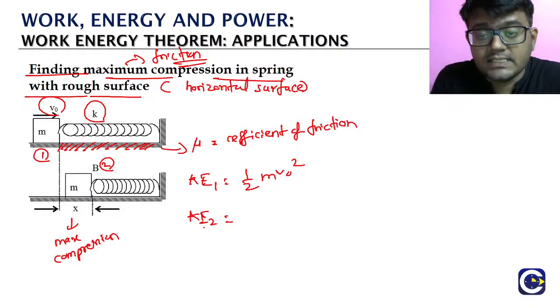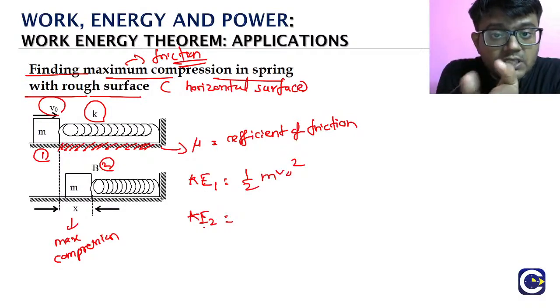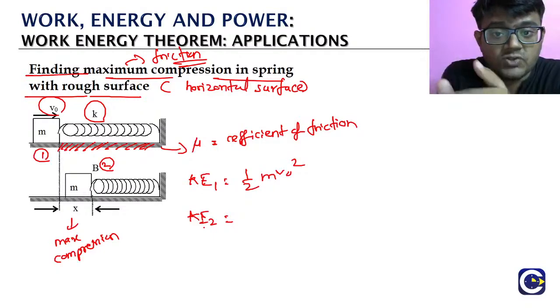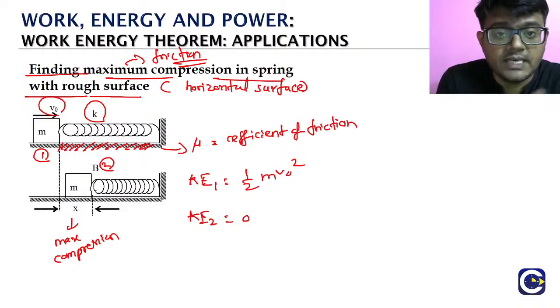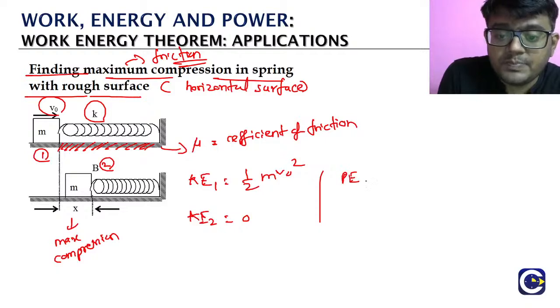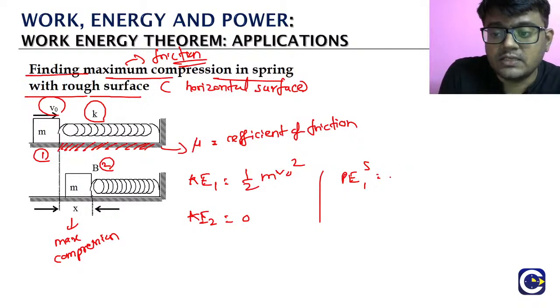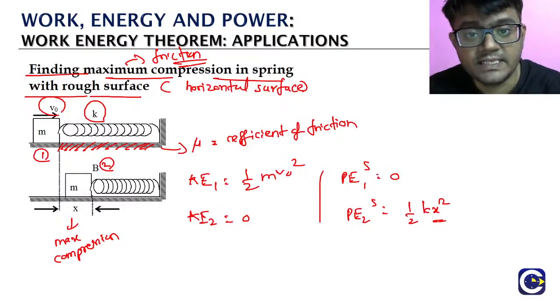The block compresses the spring such that it is not able to move any further. So its velocity will become zero, and the kinetic energy in the final state at maximum compression is 0. For spring potential energy, initially the spring is in its natural state, so the potential energy is 0. In the final state it is half k x squared. The x value is what we need, that is the maximum compression.